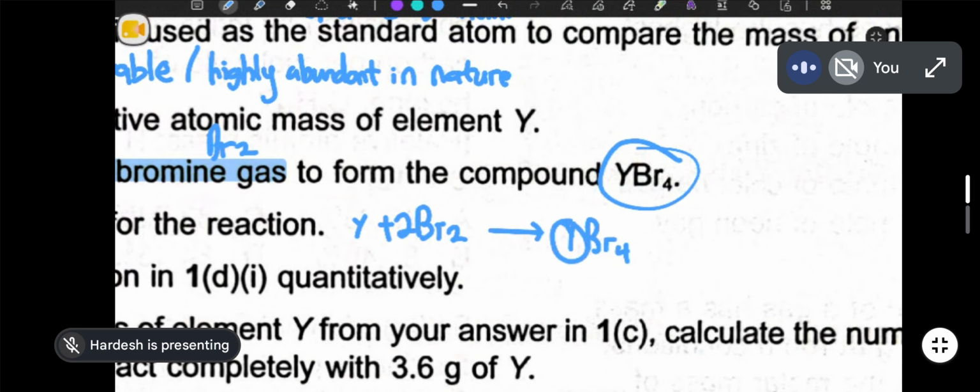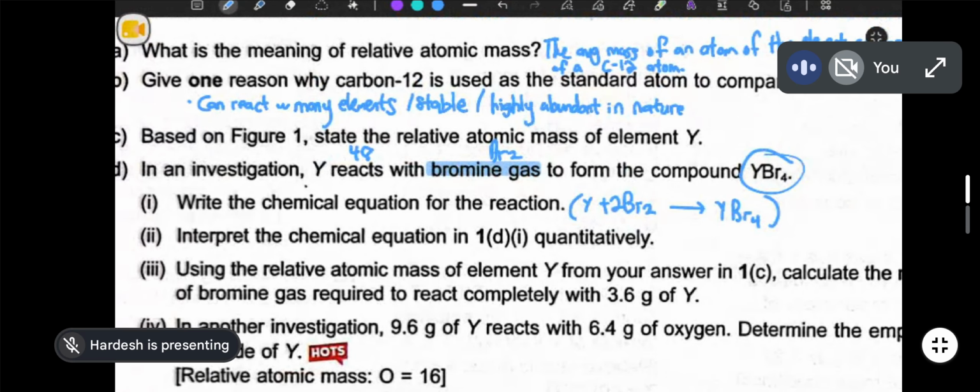Y, you don't need to add anything. Why? Because here 1, here also 1. So this is your equation. Okay, interpret the chemical equation.